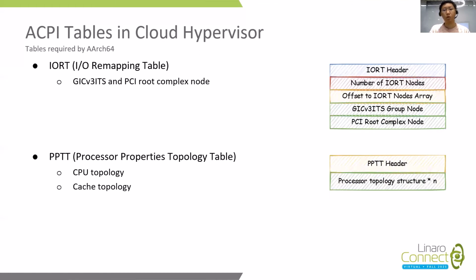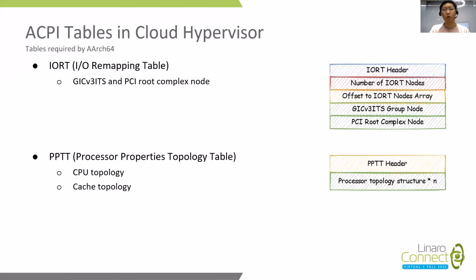The Cloud Hypervisor project is targeted for modern cloud workloads, and therefore PCI and MSI should be supported. The AArch64 GIC has the ITS, which is short for the interrupt translation service, for that. To support GIC ITS and PCI on ARM, we need the IORT table. The current IORT table basically describes the GIC ITS and the PCI root complex node.